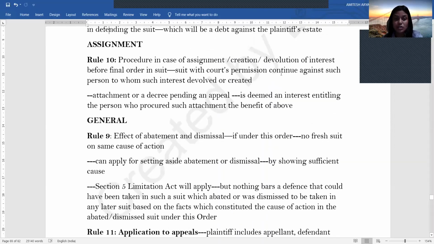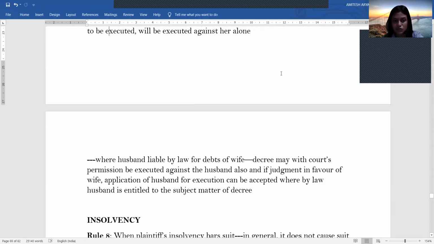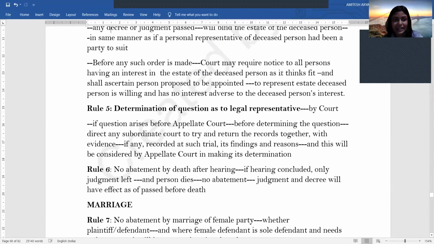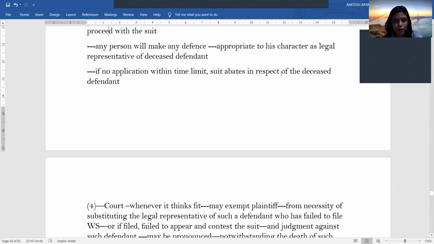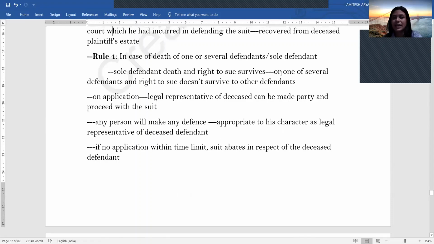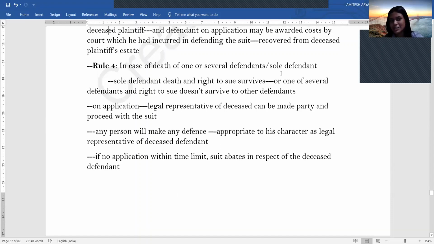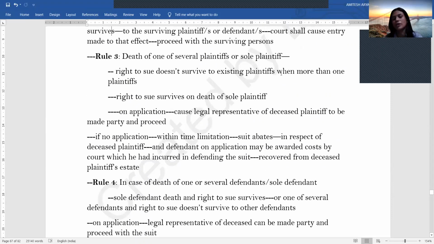So we can see what is rule 3, 4, and 8. You see 8 is for insolvency, and 3 and 4 is what? Rule 3 is about death of one or several plaintiffs, and 4 is in the case of a death of one or several defendants. And third is about death of one or several defendants or of the sole plaintiff. So that will not apply to execution.